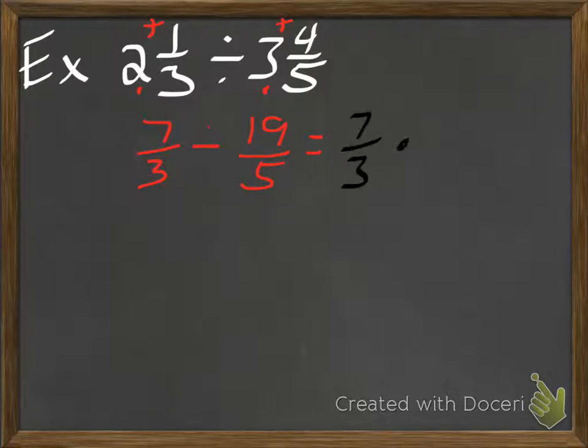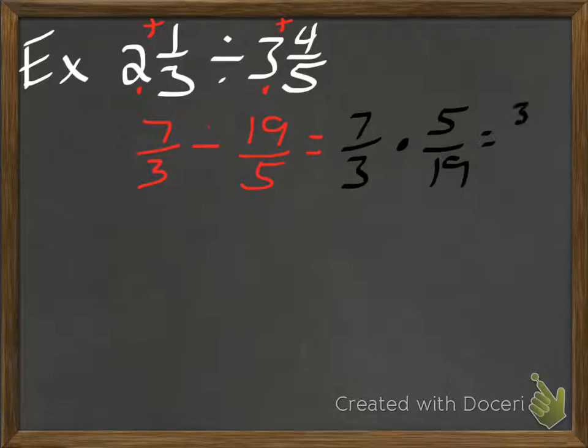We flip the second and we multiply. Keep, change, flip. Can I reduce? 7 won't go into 19, doesn't have a common multiple, doesn't even have it with 3. 3 won't go into 5, so we're kind of stuck. We just have to multiply straight across.